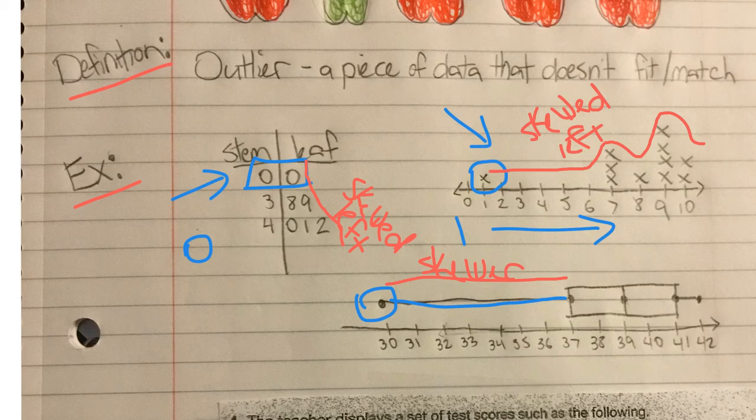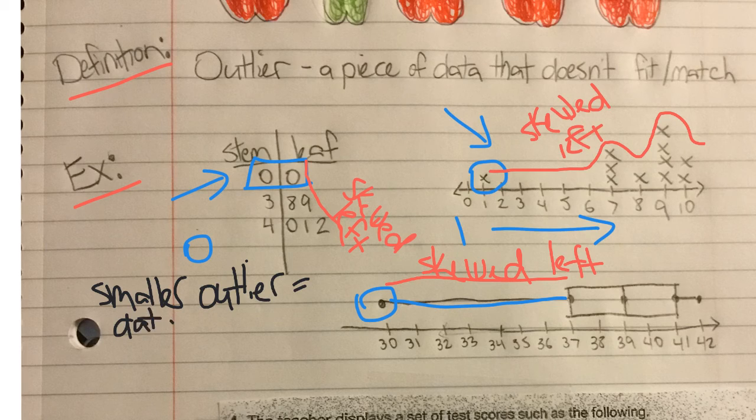So what pattern do we notice about our outlier that is making these plots and graphs skewed left? Think about that at your table for a second. What's the pattern about these outliers? Now, if you noticed that the outliers were all smaller, you were exactly right. So if it is a smaller outlier, that equals data skewed left.